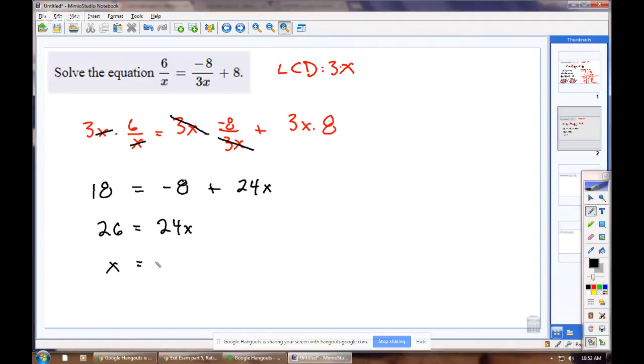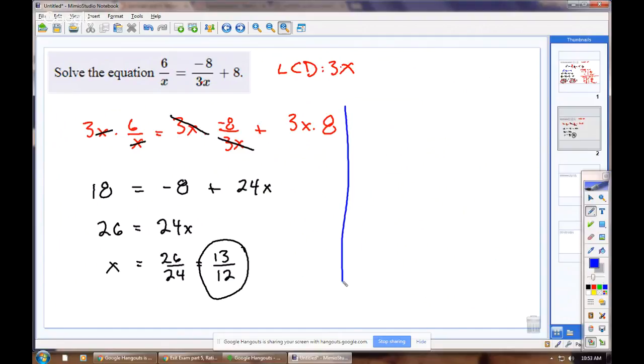I'm going to get x is 26 over 24. And I can reduce that. Let's see, they're both even. So 2 goes into 26, 13. 2 goes into 24, 12. So it looks like 13 twelfths is my answer. I need to check to be sure.